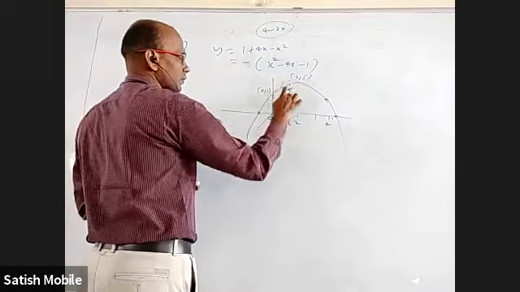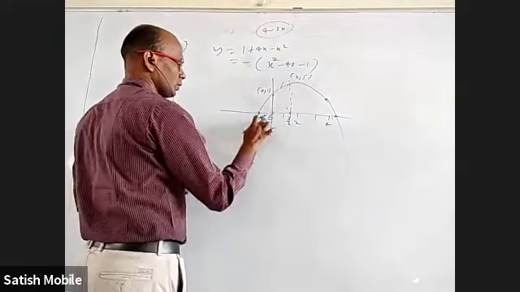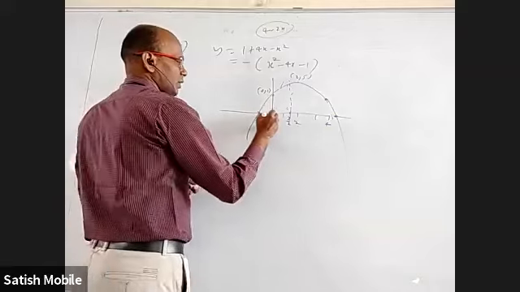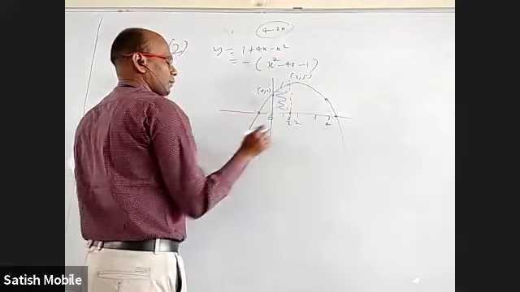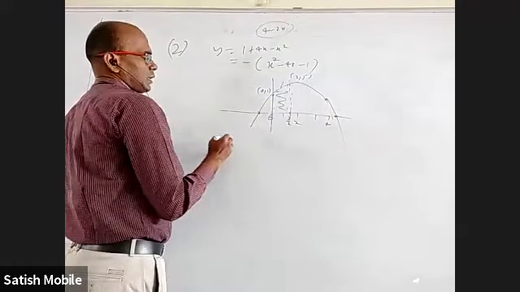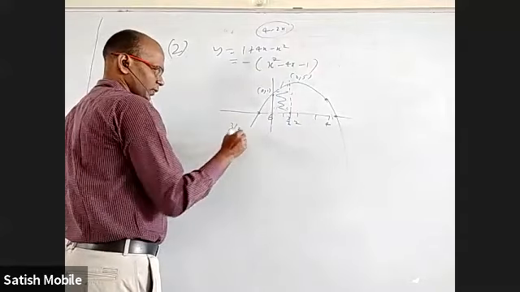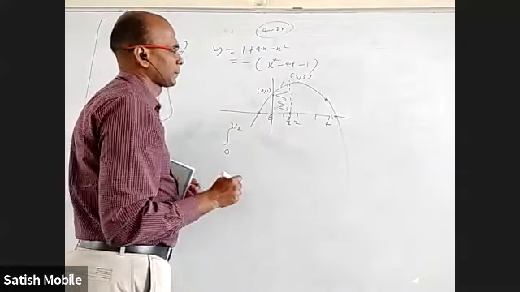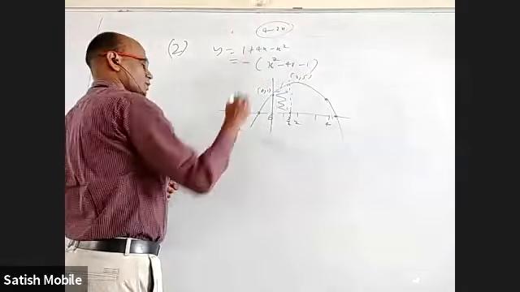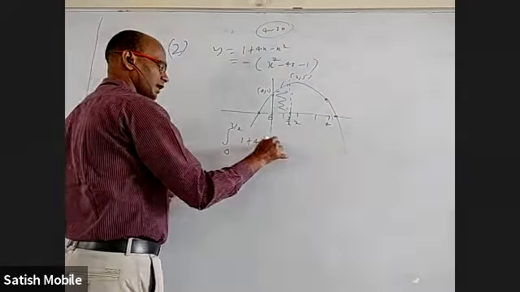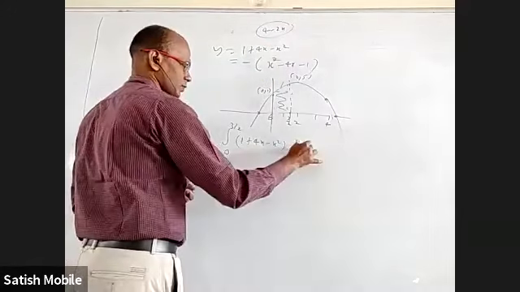Let us find this area. Anyway, if I take, let us find this total area. That is integral 0 to 3 by 2. The curve is this, 1 plus 4x minus x square dx.